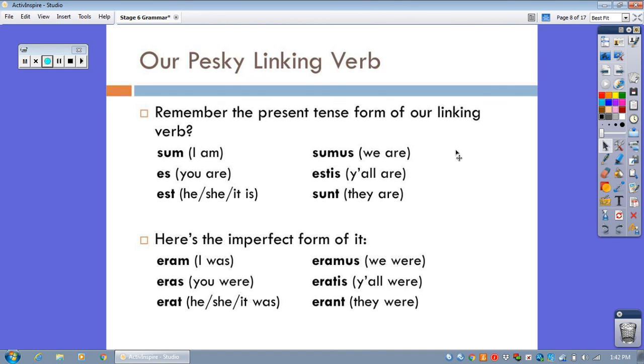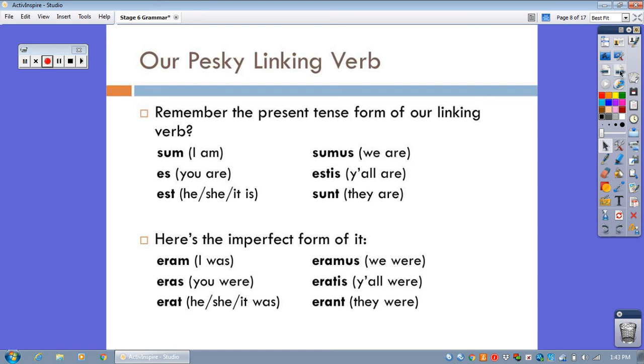We have to also talk about our linking verb, because our linking verb, the sum, es, est, sumus, estis, sunt verb, actually has imperfect forms as well. For example, if you wanted to say, I was tired, you wouldn't use sum, because sum means I am. Instead, here are the imperfect tense forms of our linking verb. Eram, eras, erat, eramus, eratis, erant. And there you can see all of the meanings.